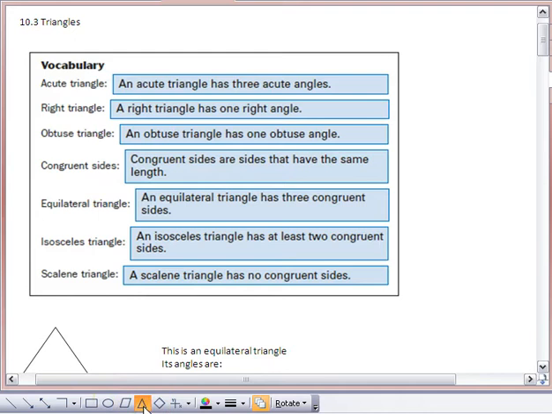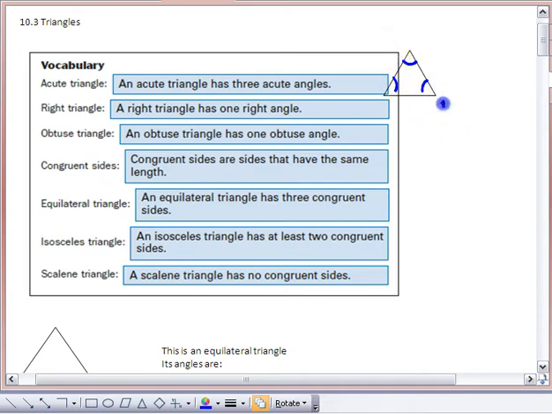One way to classify triangles is by their angles. This triangle is an acute triangle. It's an acute triangle because it has three acute angles. So if you look at these angles, they're all less than 90 degrees. So that makes it an acute triangle.